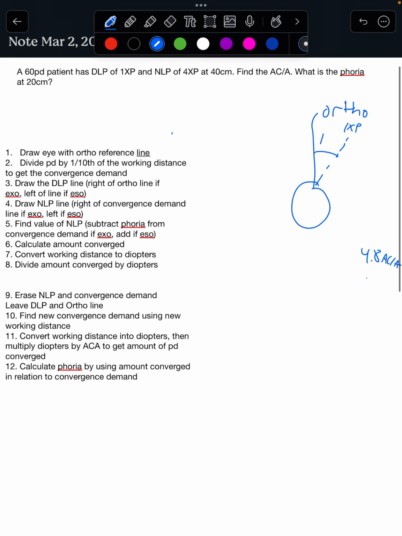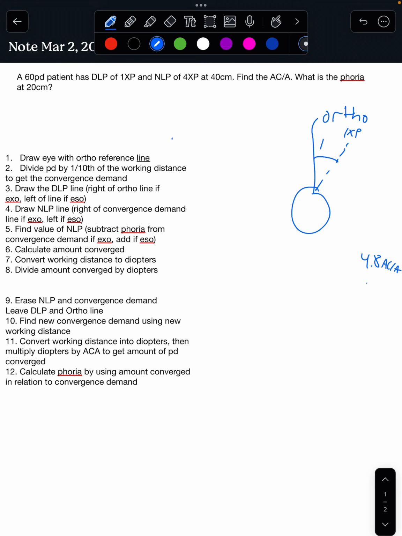Okay. Find new convergence demand using new working distance. So our new working distance is 20 centimeters. So this time we're going to do 60 divided by 1/10 of the working distance, which is 2. So our new convergence demand is 30.